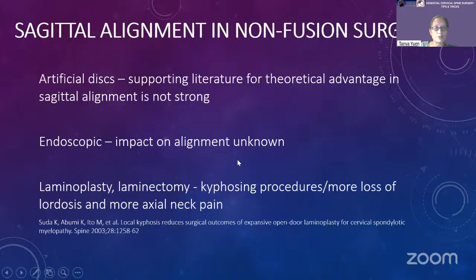Finally, sagittal alignment in non-fusion surgeries. Artificial discs should offer a theoretical advantage because they allow movement. There's not a lot of literature at the moment that is supporting that, but more studies will occur as time goes on, along with endoscopic work. Not much is known about the impact on alignment. And laminoplasties and laminectomies are well known to be kyphosing procedures leading to more loss of lordosis, and there is evidence that there is more of a risk of axial neck pain after that.